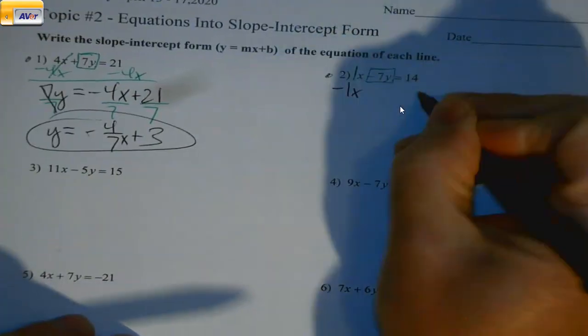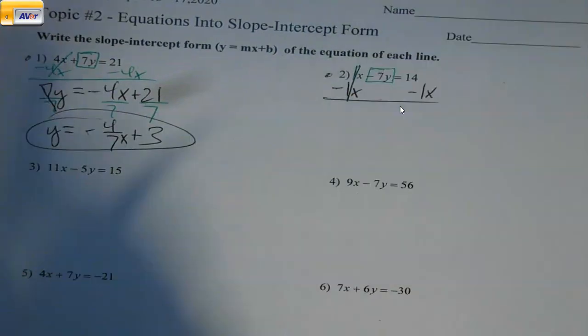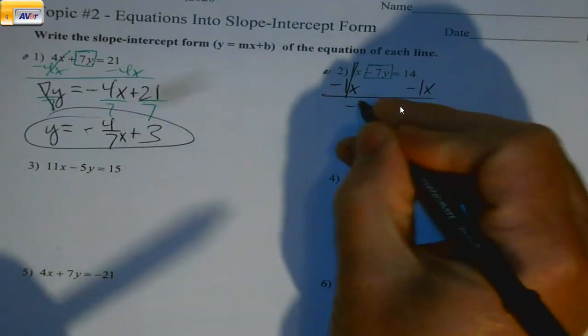So I like to literally put the 1 in here, and I will show you why here in just a moment. Because otherwise it can be very easy to make a silly error.